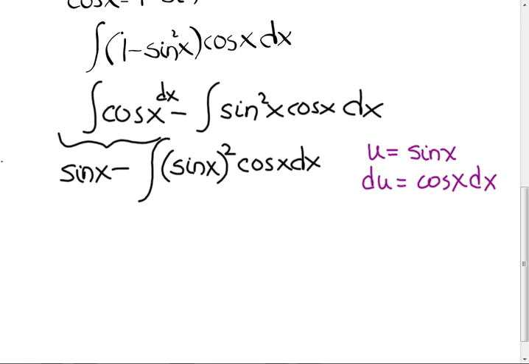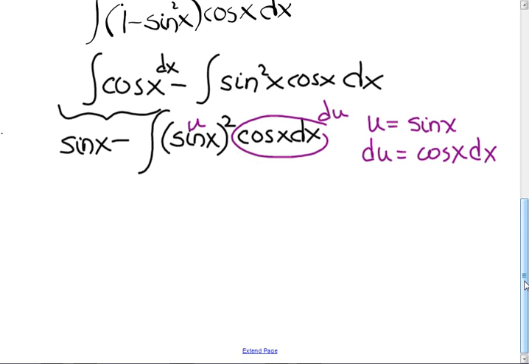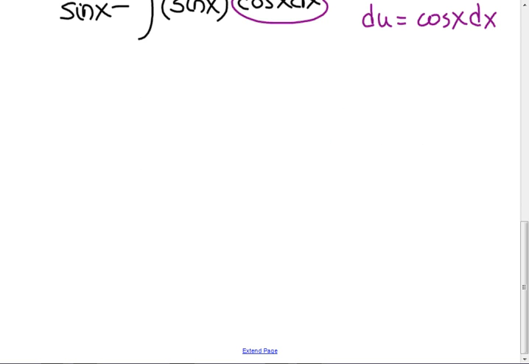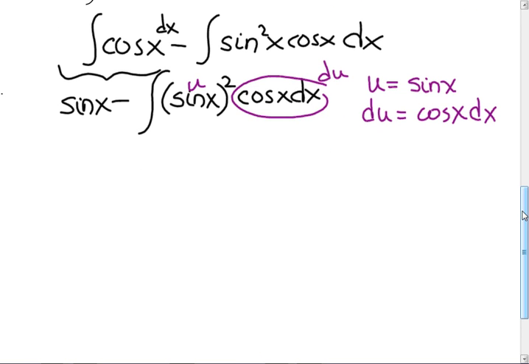That's why I wanted to do the u substitution. This is du. This is u. So, I'm left with... Okay, so sine of x minus u squared du.